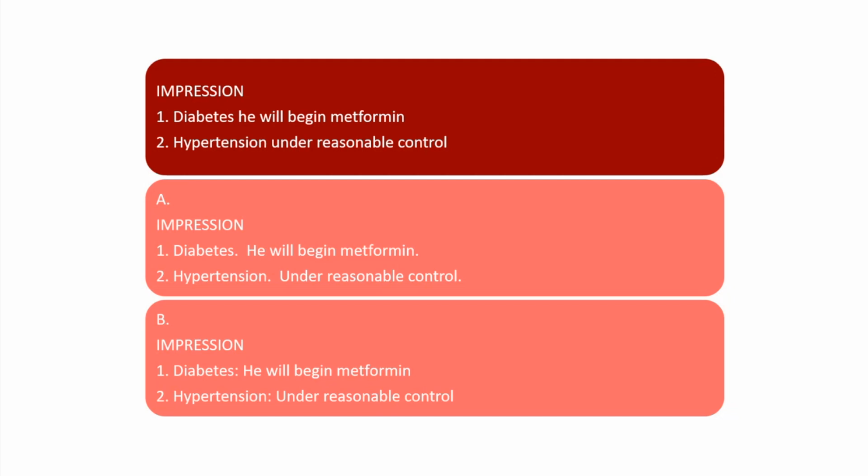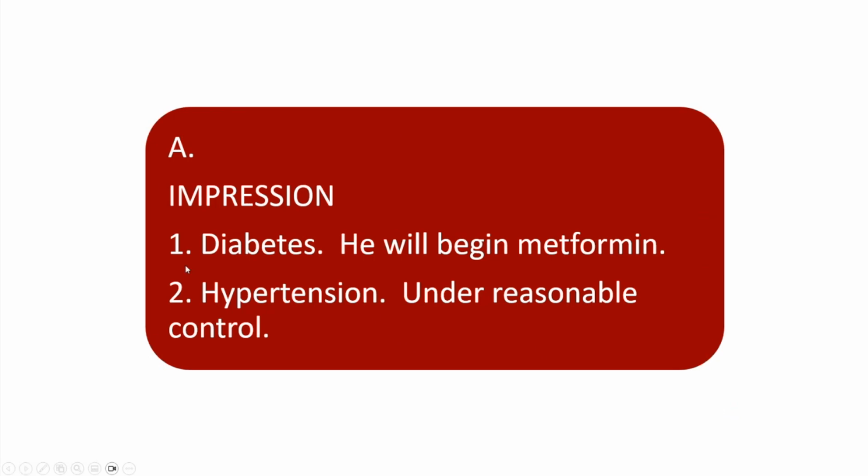This is great because once again, we do have some differing answers. Okay, let's take a look. The correct answer is A. We put the period after the assessed item, which is diabetes. That's to follow the account specifics. And here we have a complete sentence. He will begin metformin. We need a period at the end of that sentence. Same thing with the hypertension.